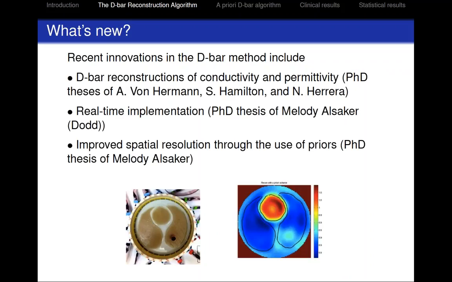So I'd like to spend a couple minutes on the use of priors. So priors are used very widely in reconstruction algorithms that are based on least squares. It's very natural to add a penalty term, and it's a natural place to put information you know about your solution. For example, you know that there's 2 lungs and a heart. This is in the tank in the lab. You can put it in your penalty term. It's not so clear how to do it in the D-bar method, so that's what I'd like to show you briefly and the effect that it has.